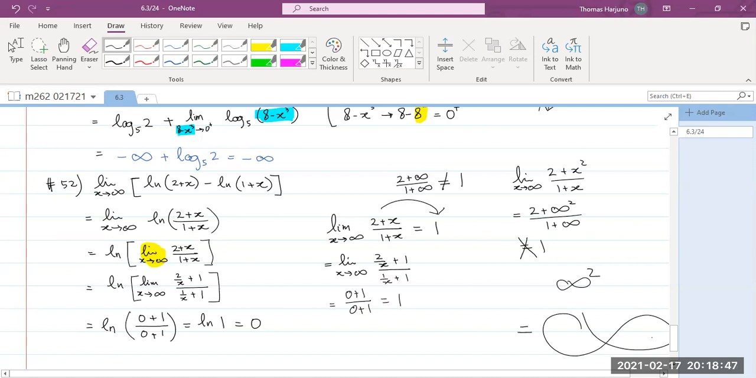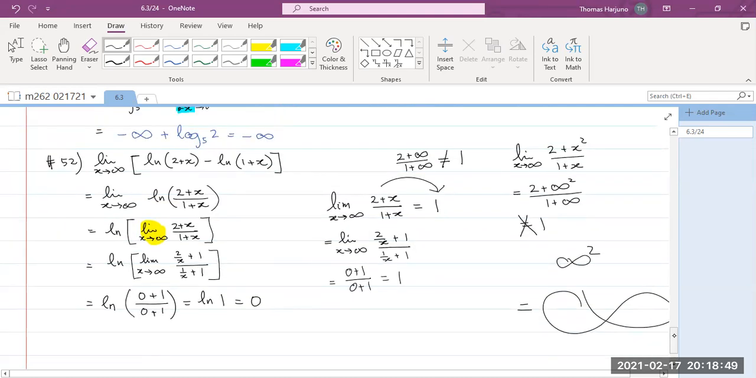Why is 2 over infinity equal to 0, or 1 over infinity equal to 0? 2 over a very big number. The graph of 2 over x looks like that. When x is very, very far to infinity, then the y is very, very close to 0. Limit x going to infinity of 2 over x is 0.